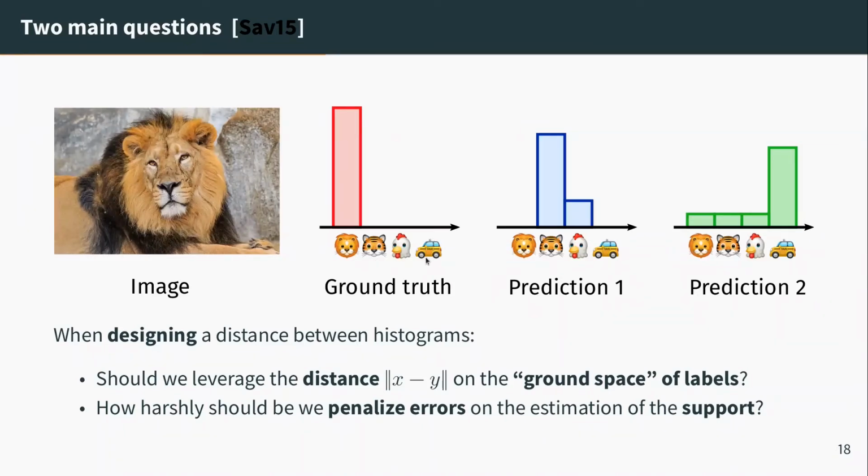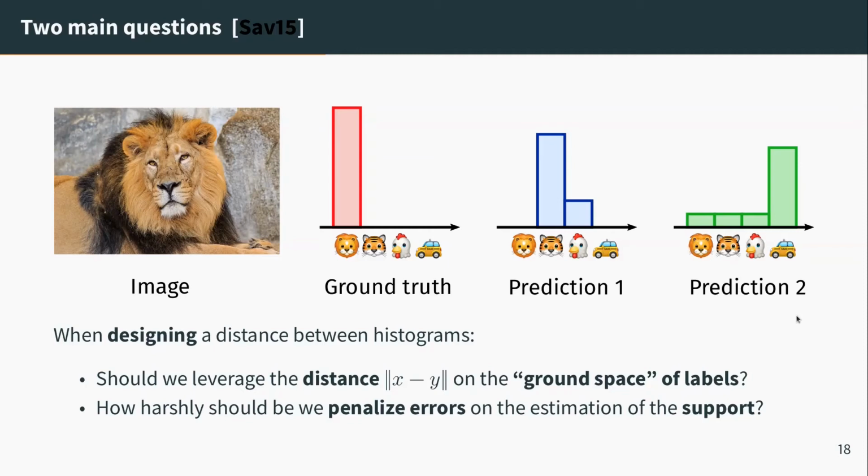Now, what's going to happen most of the time is that during training, our neural network is going to make different predictions. Maybe one prediction is, no, I don't think it's a lion. I'm fairly confident that this is a tiger. Maybe it's a chicken, and clearly it's not a taxi. And prediction 2 is, I think it's a taxi, let's say 60% chance, and otherwise, I don't know. Like I toss a coin between a lion, tiger, and chicken.